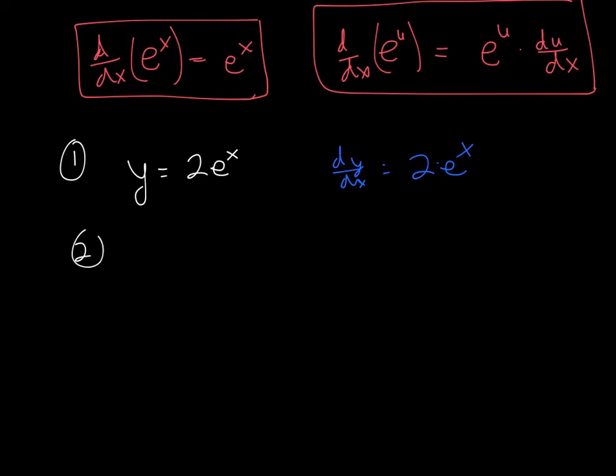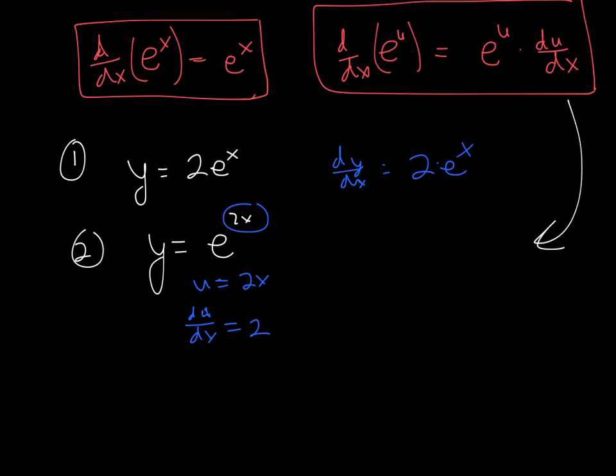That constant out front just gets multiplied by my derivative, which is of course the same as the function. Okay, now on to something more interesting. Let's go back to y equals e to the 2x, and now let's make the 2 part of the power. With this one, my power is going to be my u. So u is 2x, and du dx then is 2.